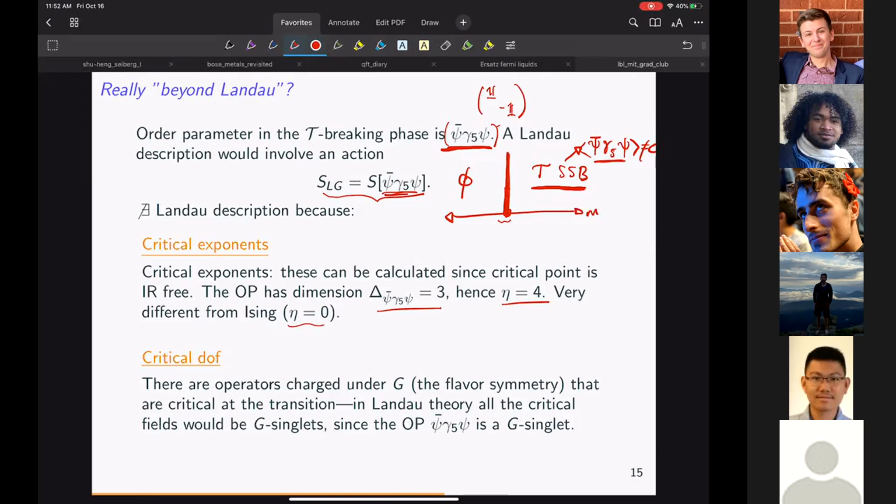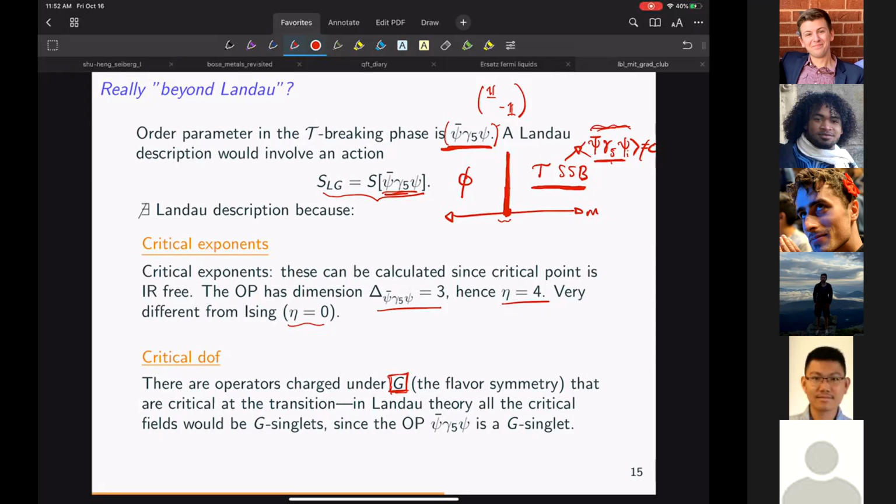Another reason is that, remember I told you there's this flavor symmetry of the fermions. We have NF fermions and there's a flavor rotation of them. It turns out that at this critical point you have operators which go critical, like this Dirac mass, this chiral mass, which are charged under this flavor symmetry. What this means is that at this critical point, you have degrees of freedom charged under G that go critical. But this flavor symmetry G is not the symmetry that's getting broken.